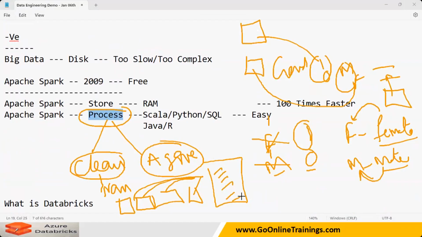So now, how are you going to process it? For example, I wanted to sum two numbers. I wanted to sum five numbers. I wanted to sum a thousand numbers. I wanted to sum billions and trillions of numbers. Now see the difficulty when the size increases, how things are going to happen.